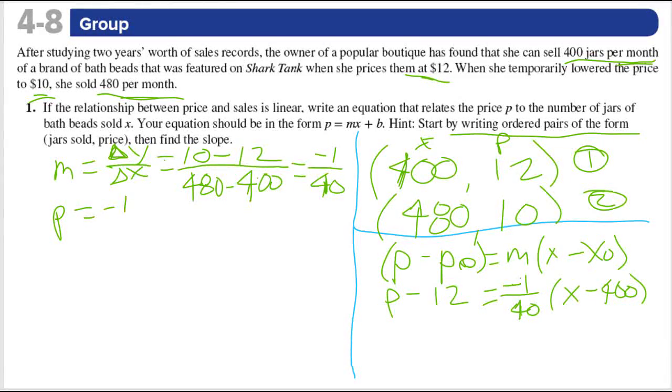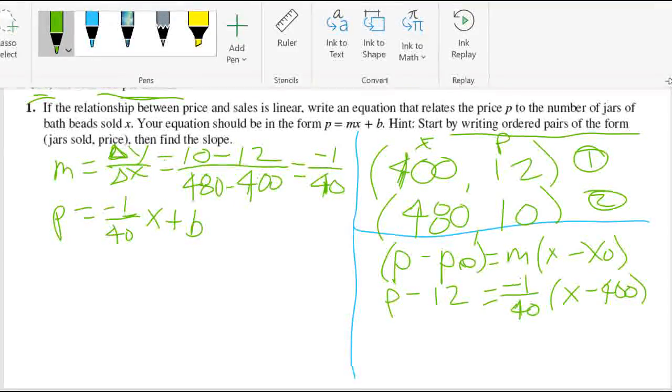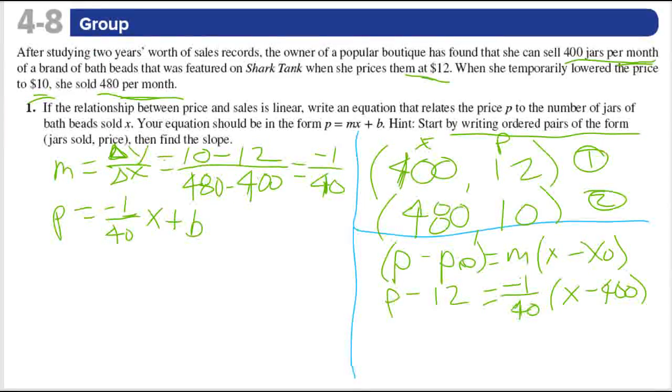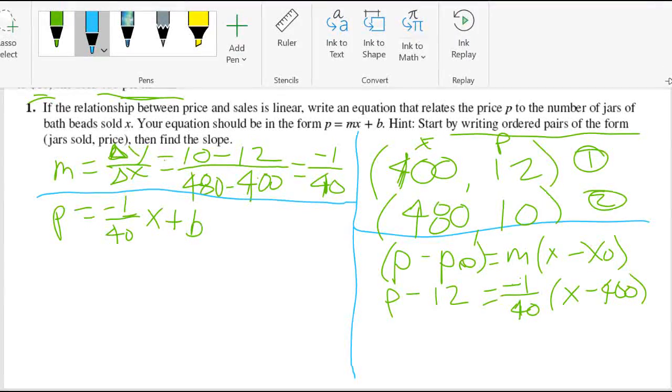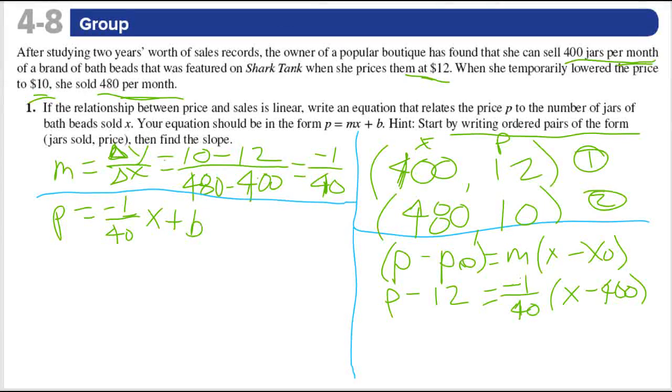The alternative is to go ahead and write what we know. P equals negative 1 over 40 times x plus b. I'm going to separate that from my slope. Then I can plug in a number. Now that I have an equation, I need to find b. I'm going to take that same point.